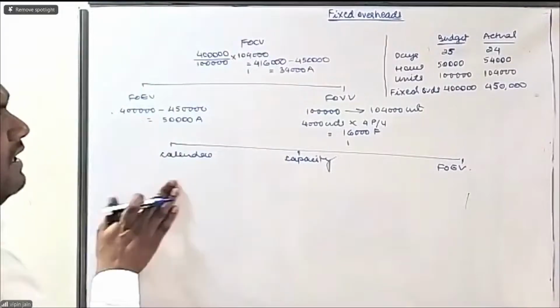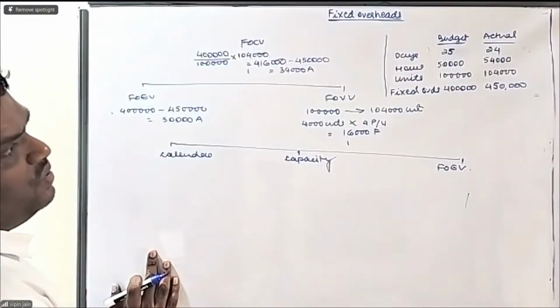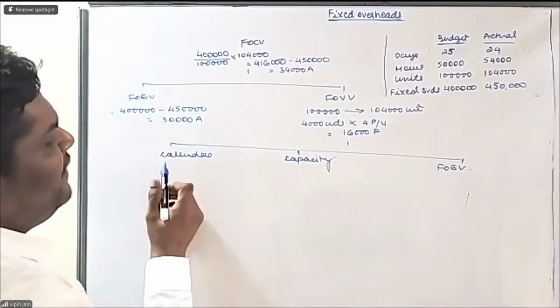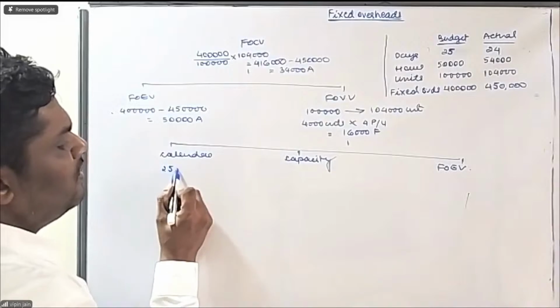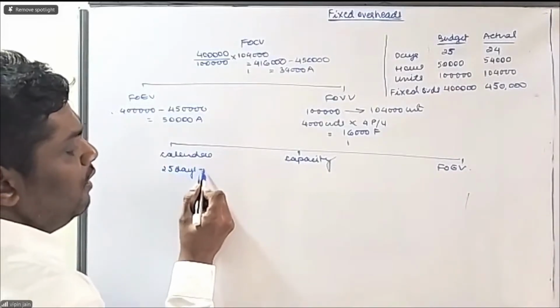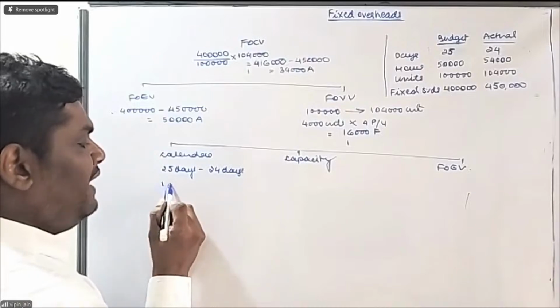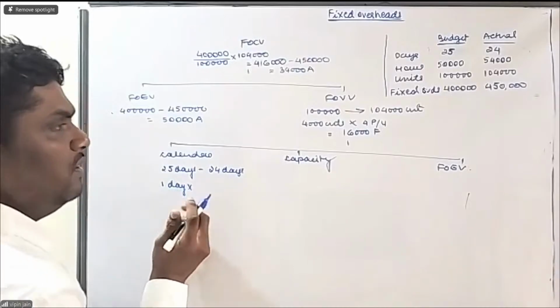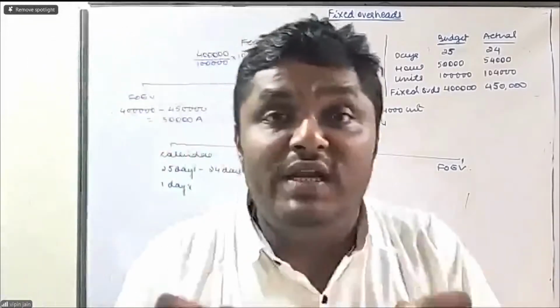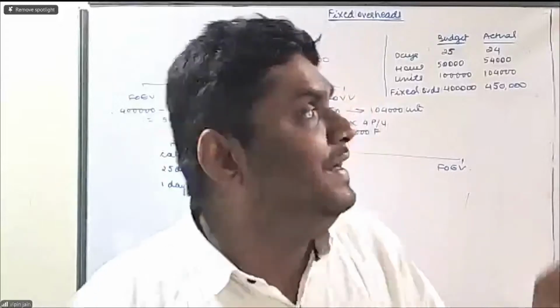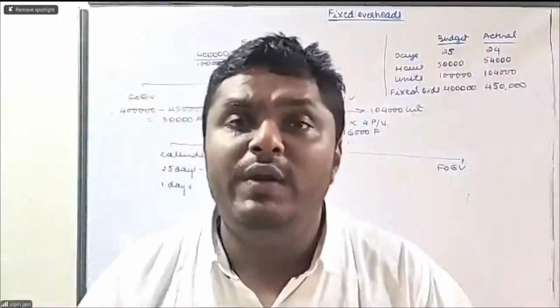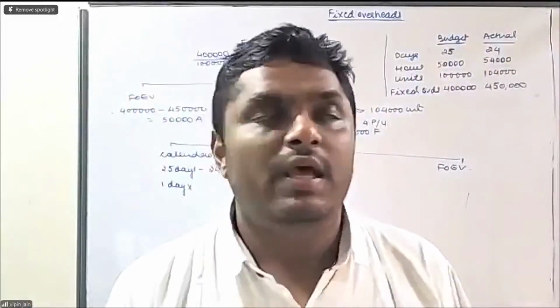So writing the final answer. Days, it is calendar. So 25 days we were supposed to work, but we worked for only 24 days. One day less we worked. Very important, guys. We were supposed to work for 25 days, but we worked for only 24 days. One day less we worked.